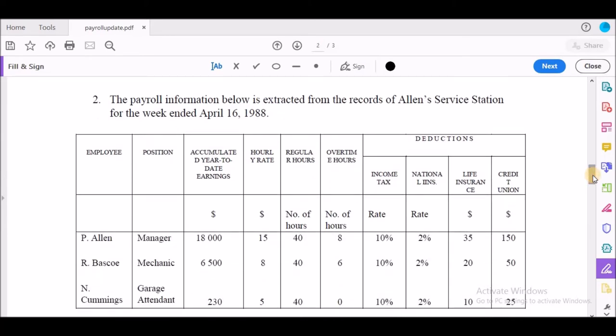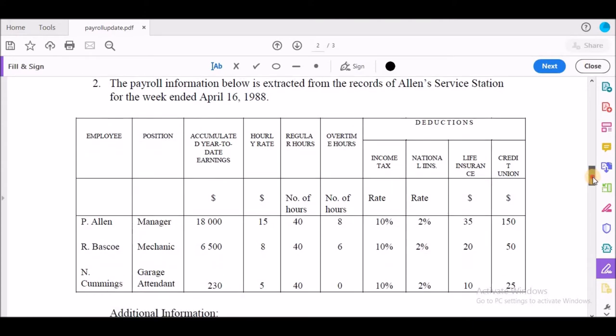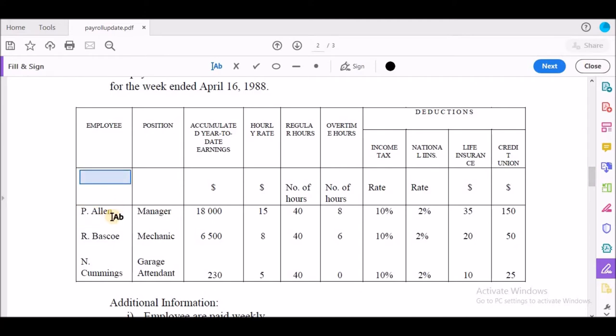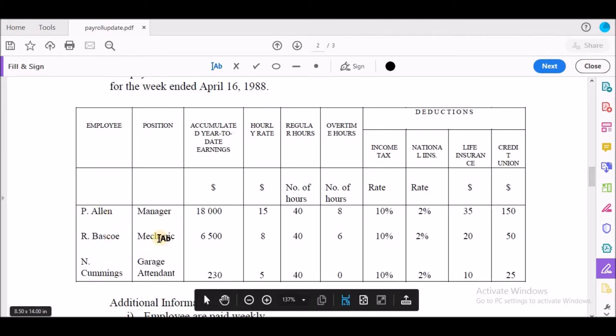The payroll information below is extracted from the records of Allen's service station for the week ended April 16, 1988. We have three employees: P. Allen, Basco, and Cummings, with their title, accumulated earnings to date, hourly rate, regular hours worked, and overtime hours. So we need to work out the rate for overtime, 10% for income tax, 2% for NIS. This is a set amount for life insurance and a set amount for credit union per person.